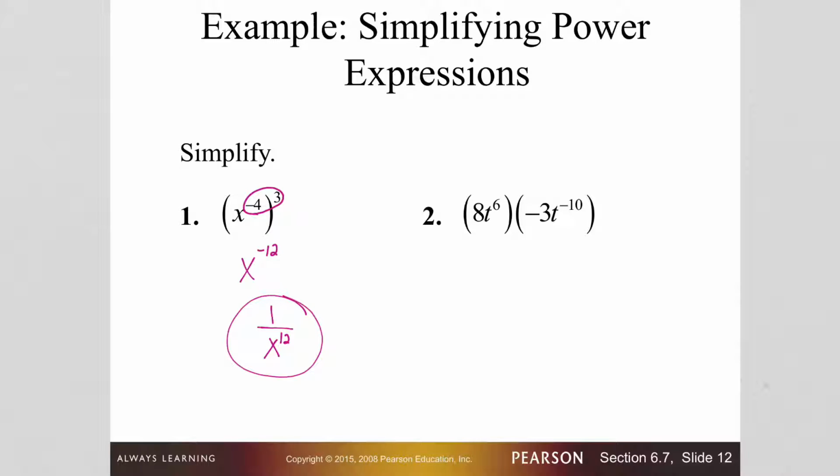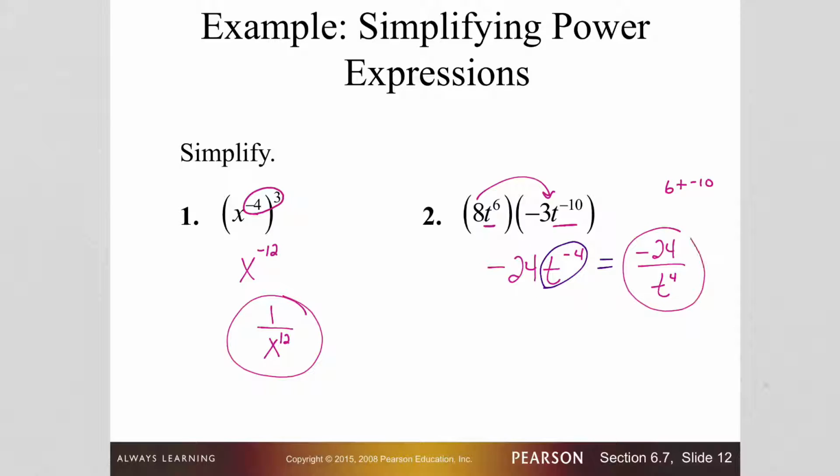Okay, so now on number 2, I'm going to multiply 8 times negative 3, and I get negative 24. Then I've got the same basis, so I add those exponents together. 6 plus negative 10, and I get t to the negative 4th power. Now, the t is unhappy with its location. It doesn't like living on the top, so it's going to move to the bottom. So I'm going to have negative 24 on the top, and then I've got t to the 4th on bottom in the denominator.